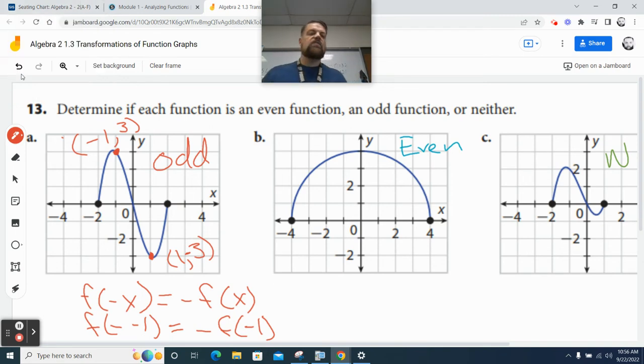Now for an even function, an even function's pretty easy. The formal definition is that f of -x also equals f of x. So we're talking about the y values. So if I come over here and I say x is -2, so it's -2 comma, I don't know, what's that, 3.5 roughly? 1, 2, 3, 4. Yeah, we'll just say that it's like 3.5 roughly.